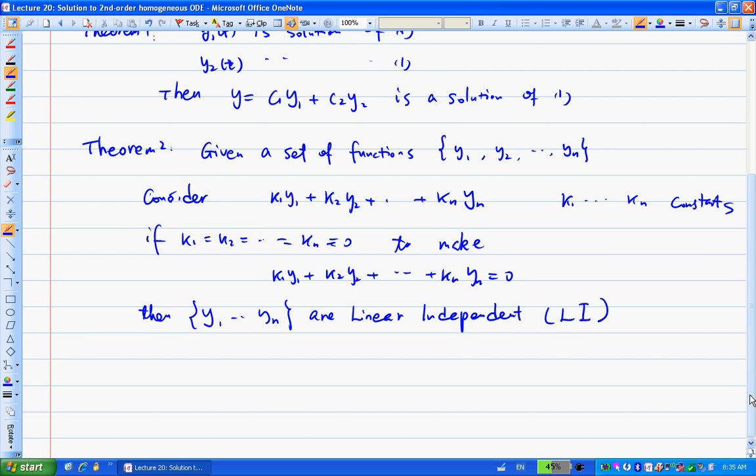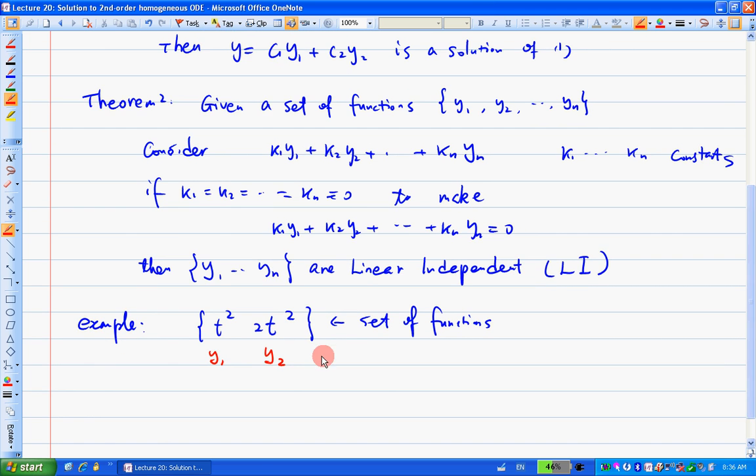I think it's best that I use an example to illustrate theorem number 2. Let's say I have two functions here. One is t squared, and the other is 2t squared. This is a set of functions, and this is y1, this is y2. Now I want to know whether these two are linear independent or linear dependent. So how do I know that?